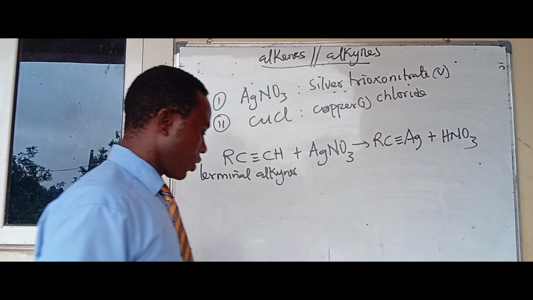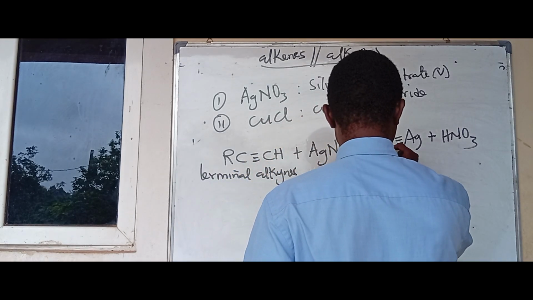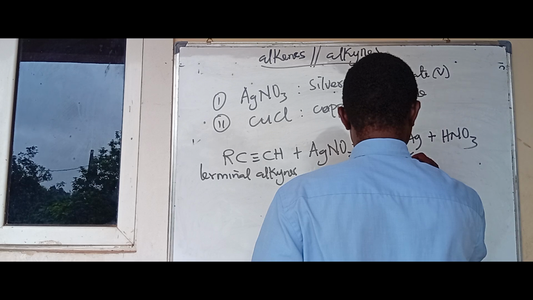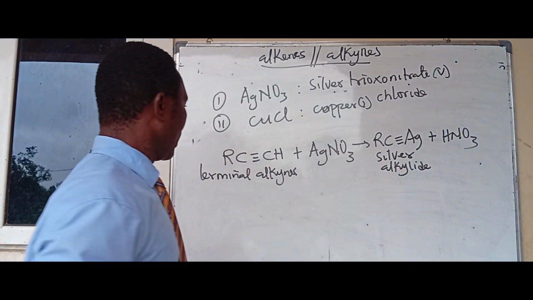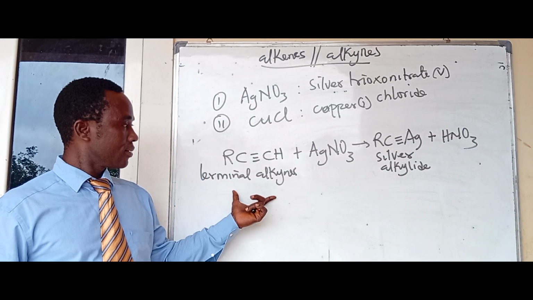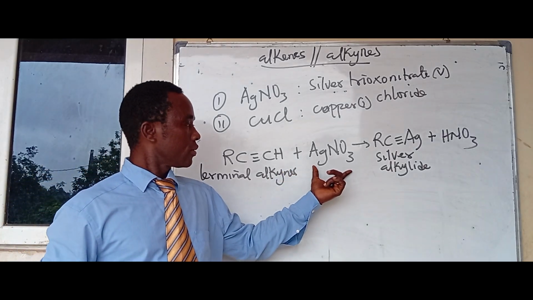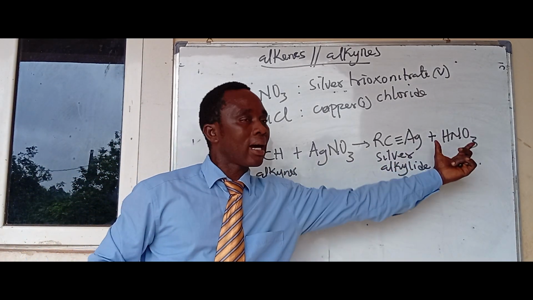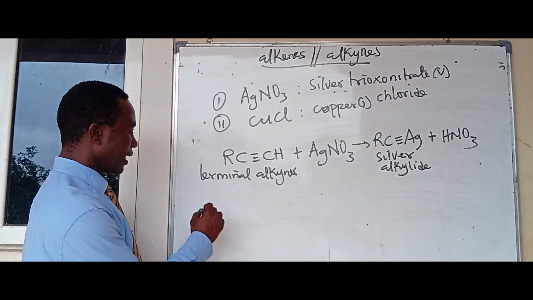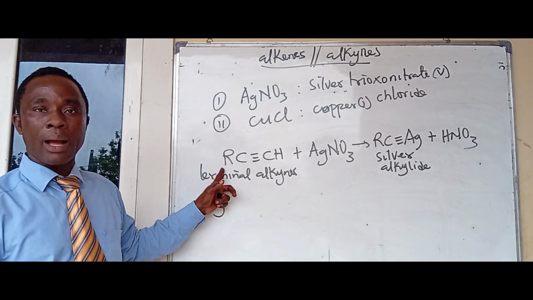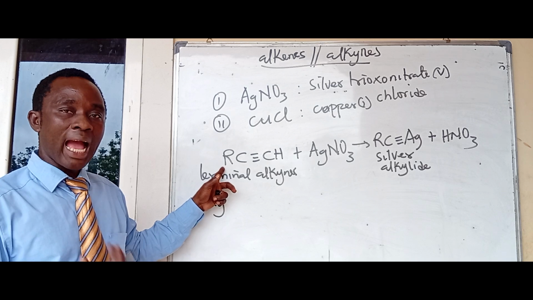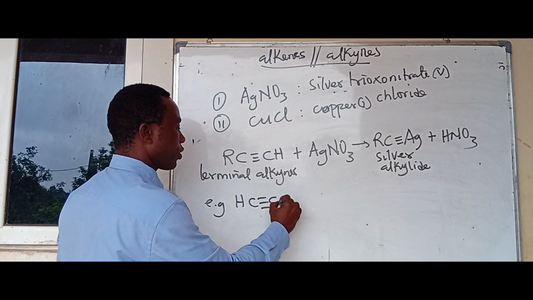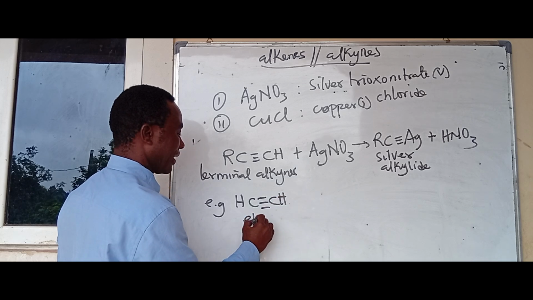So what is the name of this compound? This is a silver alkylide. So anytime a terminal alkyne reacts with silver nitrate, you will get silver alkylide and HNO3. Let us take an example, because we know that R can either be hydrogen or any alkyl group. If R is hydrogen, then the terminal alkyne we'll be talking about is ethyne.